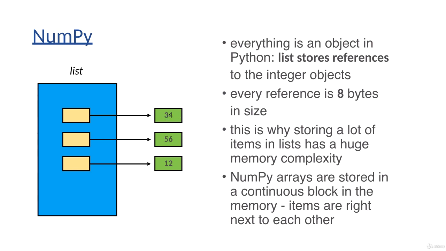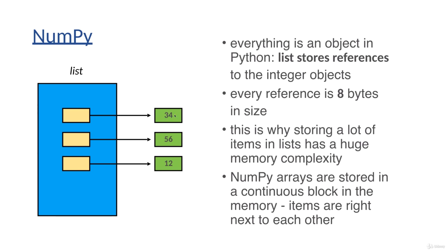So 34 is an object, 56 is an object, 12 is an object. These are so-called integer objects. So these values are stored in different locations of the memory, and the references or the pointers are stored in the list data structure. And the problem is that every reference is 8 bytes in size. If we consider C, C++ or Java, we can represent an integer with the help of 4 bytes. Here in Python, we have 8 bytes just for the reference, and then we need some additional memory for the object storing the given integer.